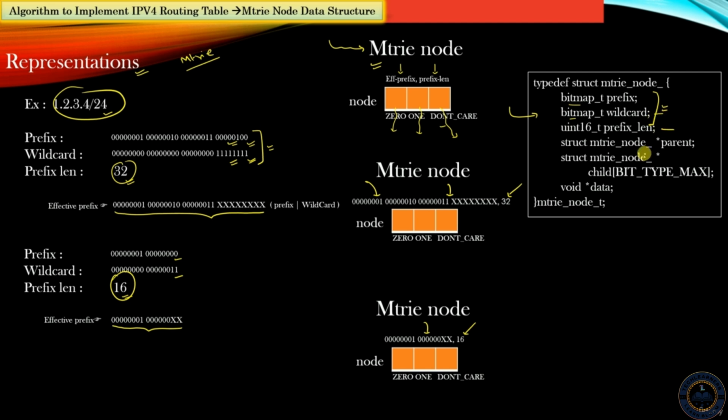All right. Then each node contains a pointer to the parent and each node contains pointers to its children. This we will discuss when we actually discuss the algorithm. Each node also contains some data which we will discuss when we discuss the algorithm. All right. So the point here is that you should understand the mtry node data structure and how we will store the effective prefix in this data structure as well as the prefix len.